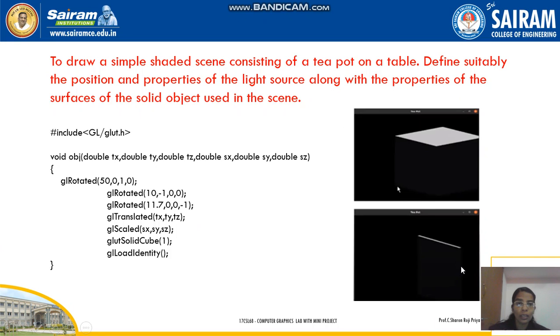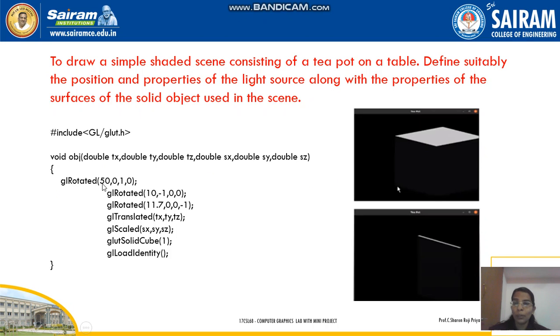I have decreased the size and now this cube looks like a wall. Now I'll be placing these in the respective positions so that I can get my desired scene. So in object, I have specified the translation distance, translation along x-axis, y-axis, z-axis, similarly scaling along x, y and z.